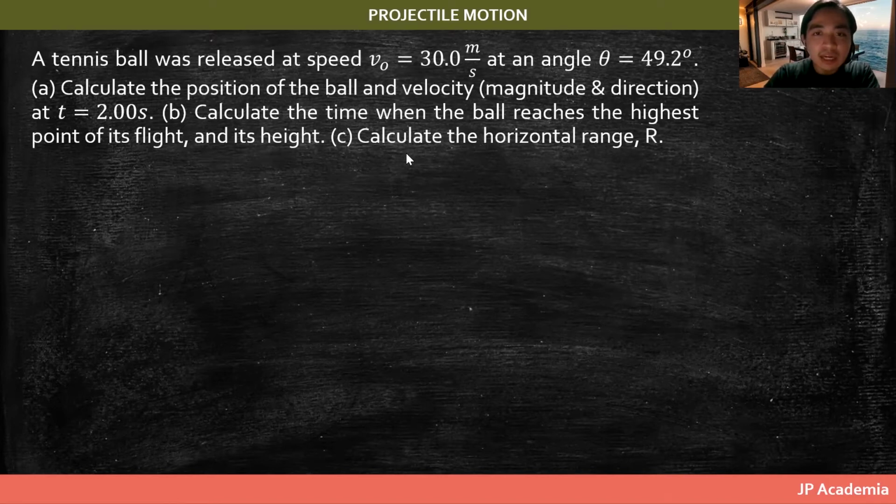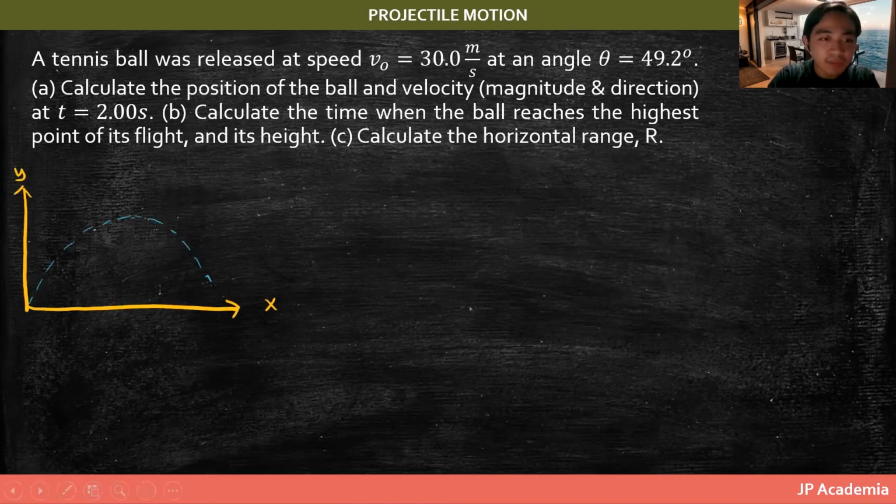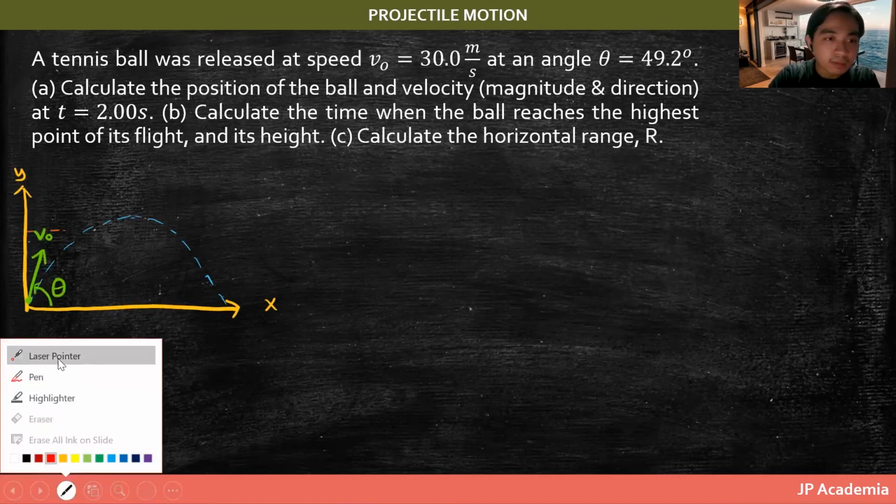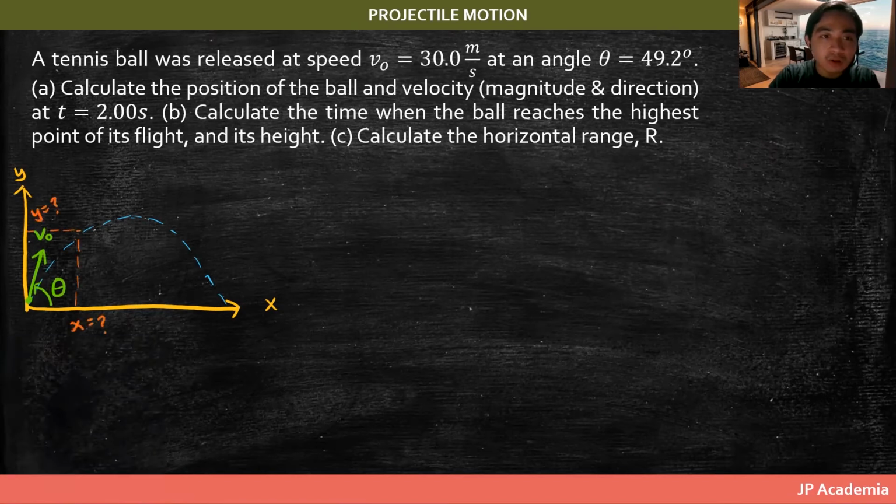Then letter C, calculate the horizontal range r ng projectile motion problem na to. So that's the distance along the x or along the horizontal. So try natin i-drawing muna yung problem para mas ma-imagine lang natin. So we have here the x and y axis. Then yung color blue, ito yung pinaka-projectile path natin. Then we have your v naught here. Then we have here your theta with respect to the positive x-axis.